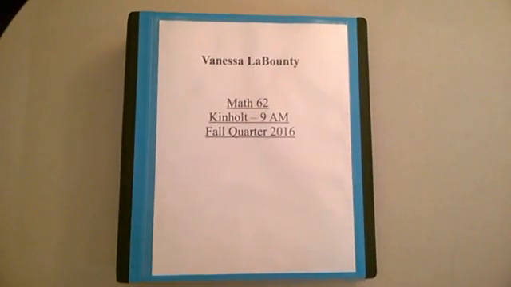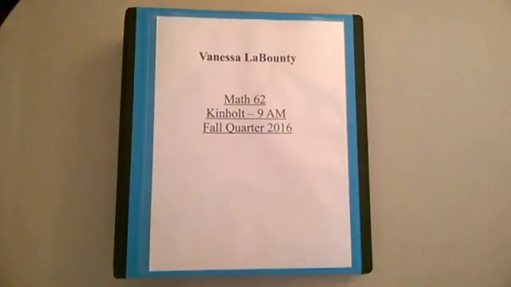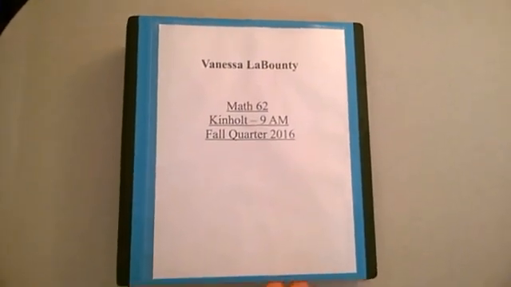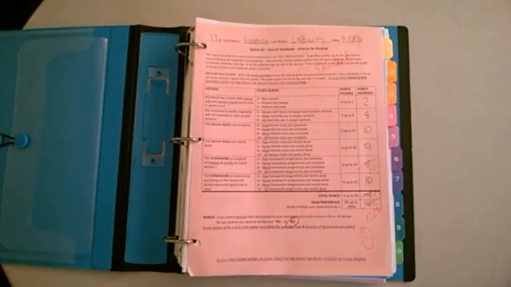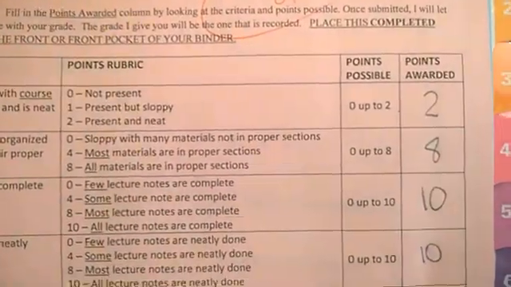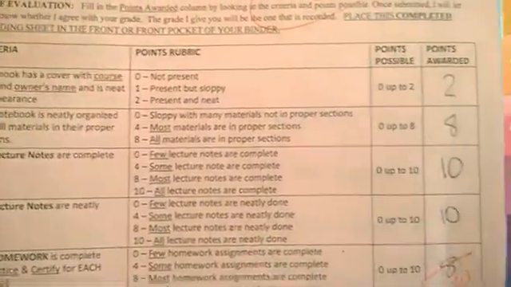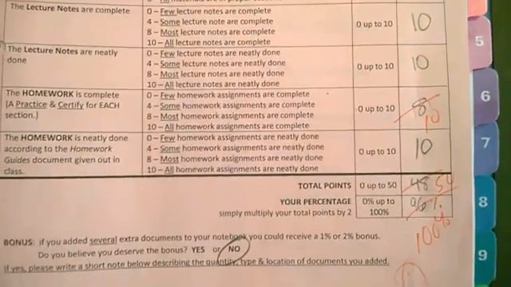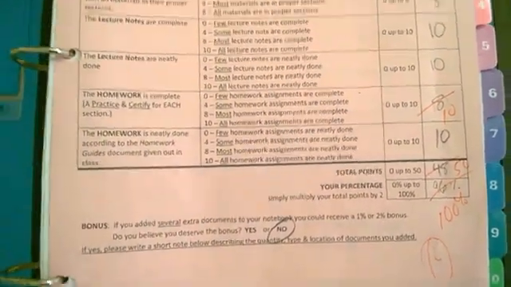Okay, here's an example of what a completed Math 62 notebook should look like. So when I first open it up, I should see the self-evaluation sheet either in the pocket or right at the very front like this student has it here. So this is the sheet that you will complete. You read the rubric and give yourself points according to each of these categories, and then I'll go through it as well and either agree or disagree.